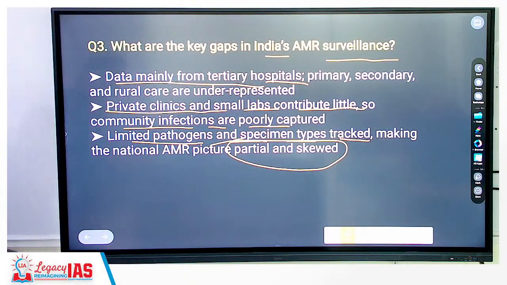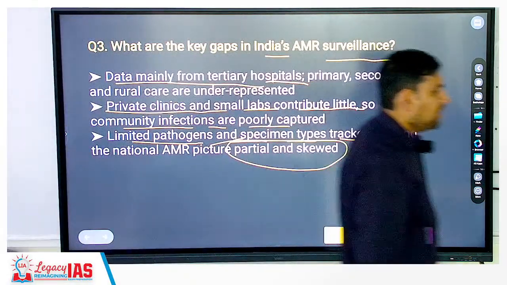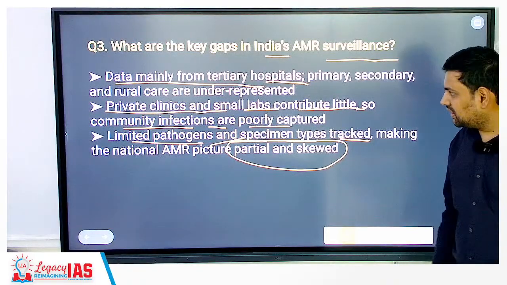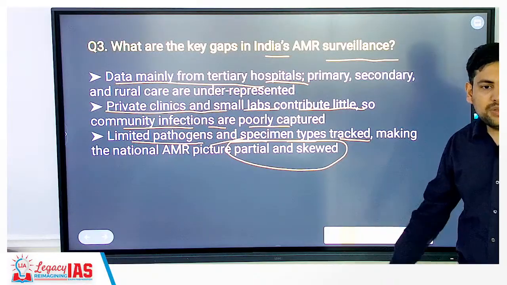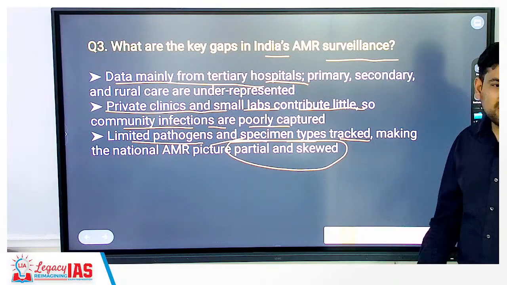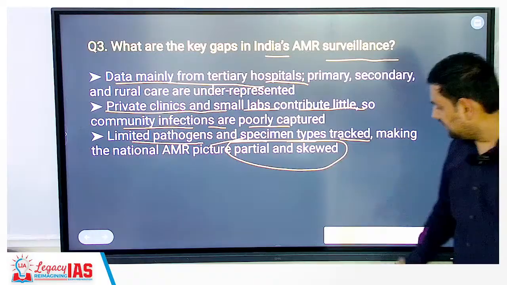Okay, so these were the issues with the research, but the thing is that AMR will be at least very high in India for the urban population, because we are consuming antibiotics at a very high rate.